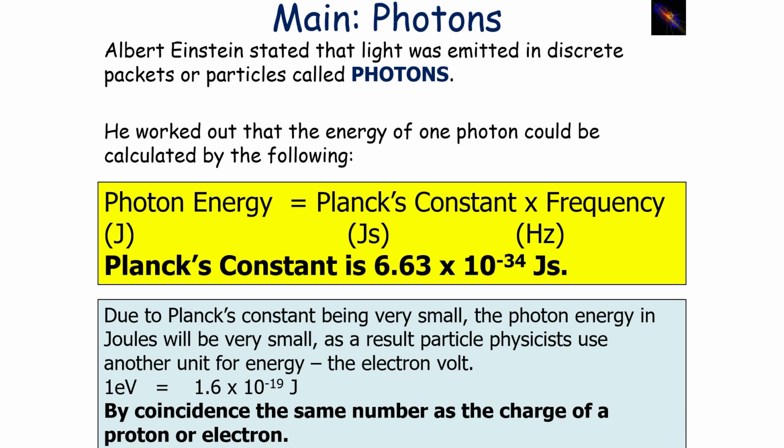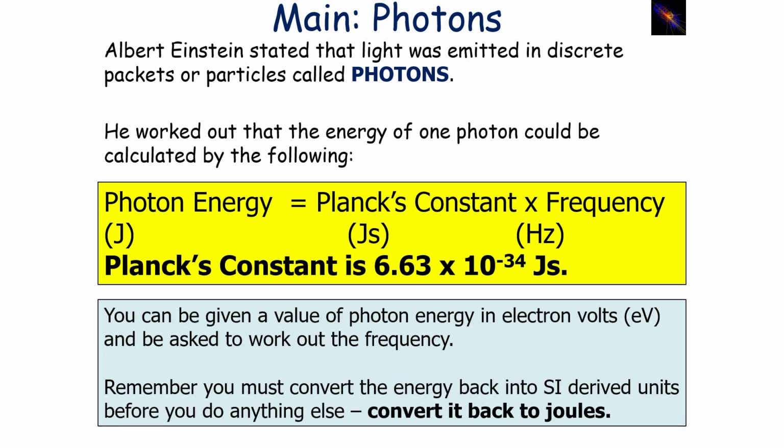Now, as we said before, due to Planck's constant being an extremely small number, photon energy in joules will be a very small value. So as a result, particle physicists use another unit for energy, the electron volt. Now, 1 eV is equal to 1.6 times 10 to the minus 19 joules. You could be given a value of photon energy in electron volts and asked to work out the frequency. So to do this, you've got to convert it back into the SI derived unit, which is the joule, and then you work out your value.